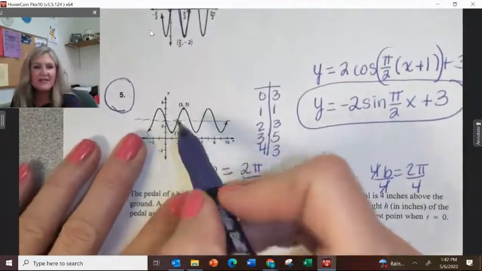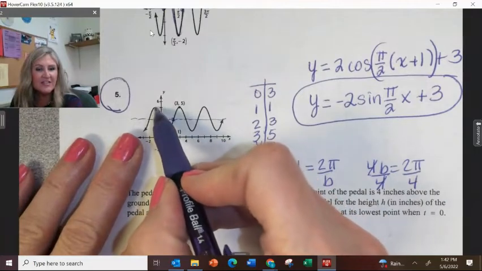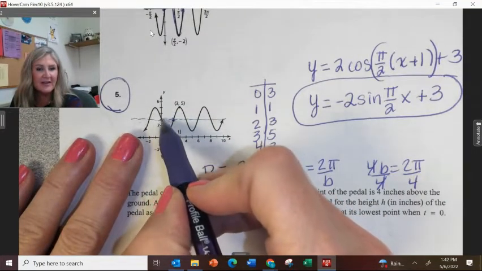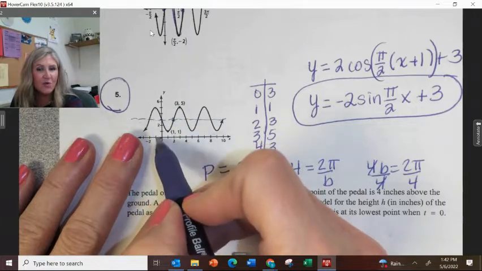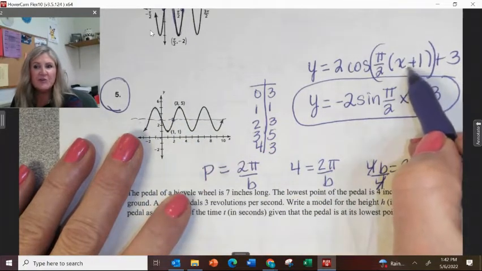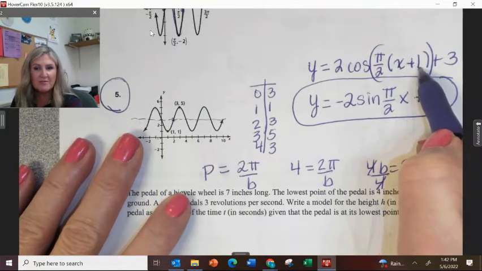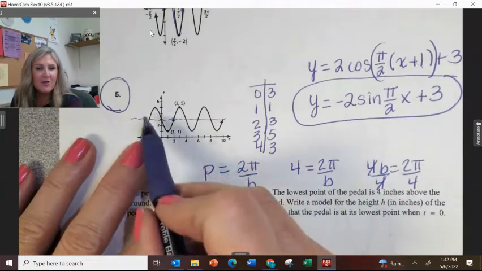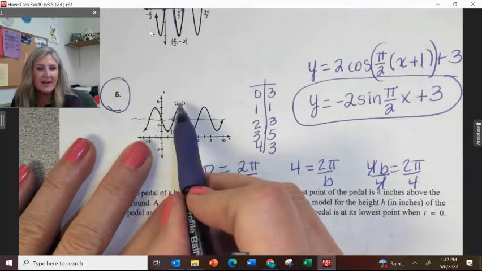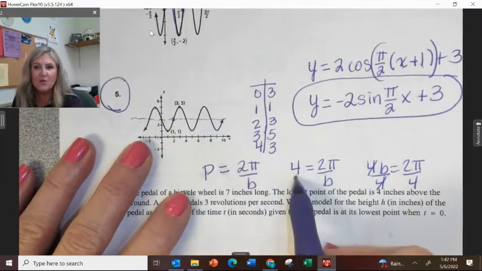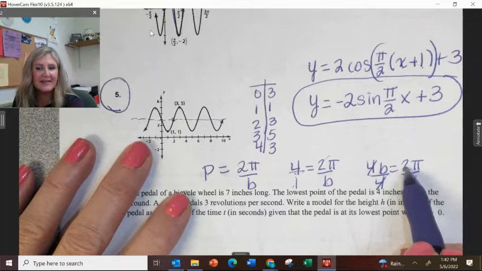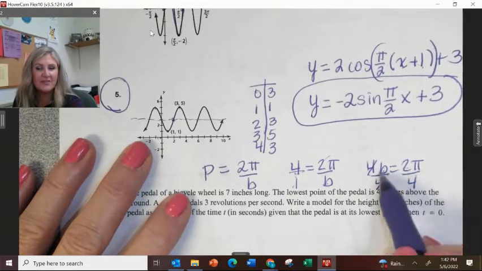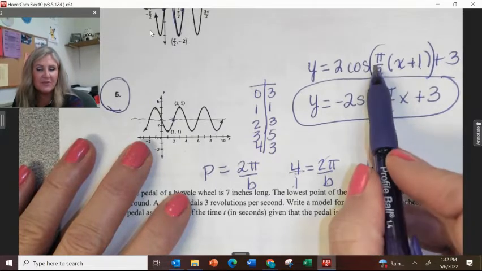If I wanted to make this a cosine curve, it's actually starting here, right? So that's a shift to the left of 1. So if we shift to the left 1, it's going to have to be x plus 1. To find the b value, we can see that the period to go from -1 to 3 is a distance of 4. So if I need 2 pi over b to be 4, I cross multiply and I get 2 pi equals 4b, and so therefore b is pi over 2.